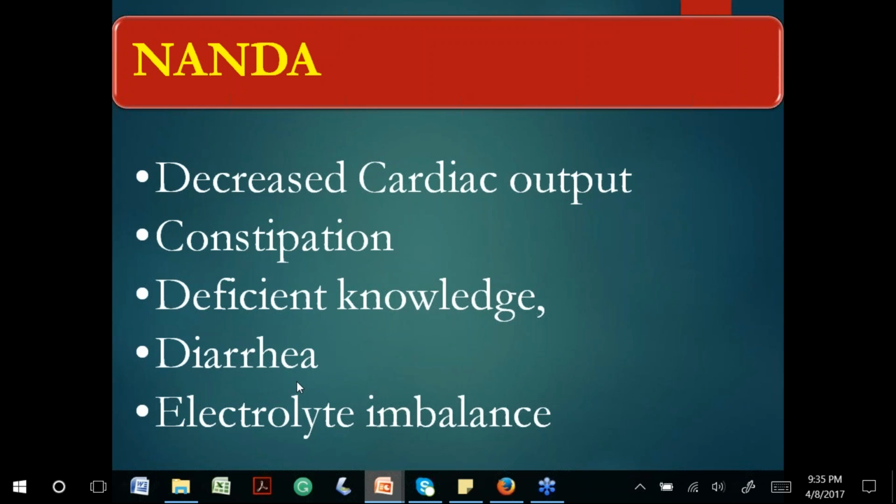Okay, electrolyte imbalance. You need to make an assessment of the medications that, for example, produce loss of sodium and potassium, like diuretics. That is electrolyte imbalance. But you need to have evidence of the electrolyte imbalance, like, for example, levels of sodium and potassium, lab tests, and signs and symptoms that you will learn in your med-surg.